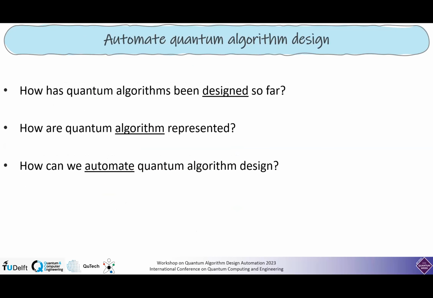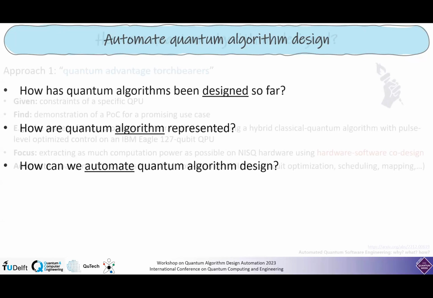Mostly in this workshop, we will be asking three different questions: how have quantum algorithms been designed so far? How are quantum algorithms represented if you want to automate them? And what are the different automation techniques used for this? I'll leave mostly the second two questions for our invited talks, and I'll briefly look at just the first question, how quantum algorithms have been designed so far. I've classified them into three different approaches, but that doesn't mean a single researcher always uses one approach. They might wear different hats for different projects, or different projects might need a mixture of these.